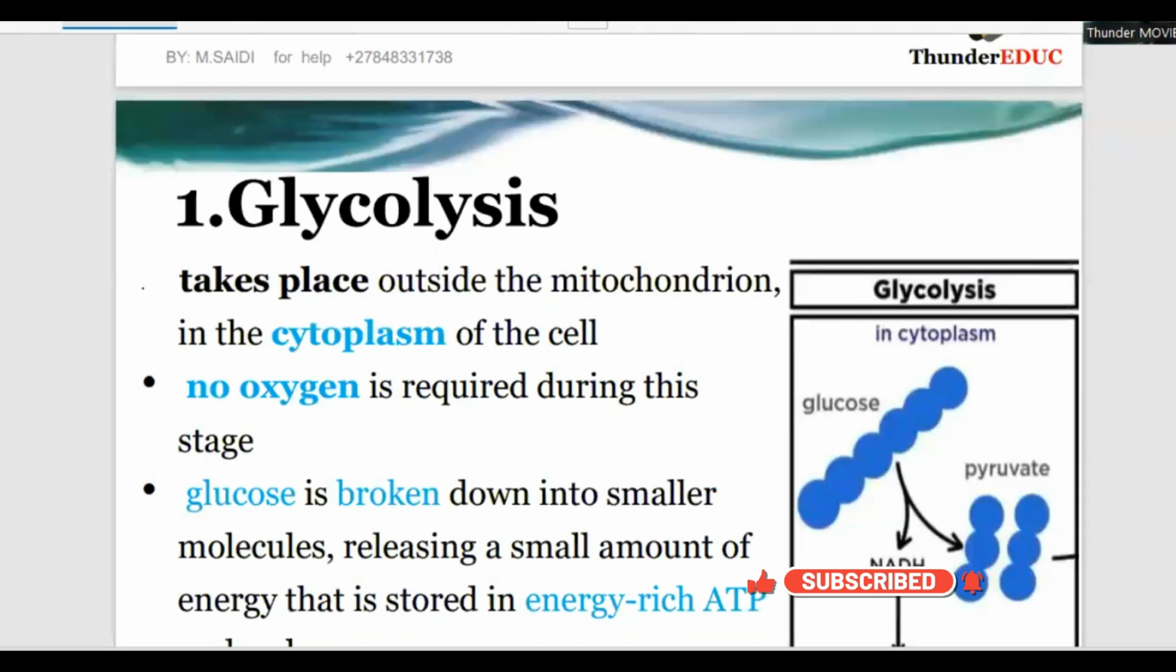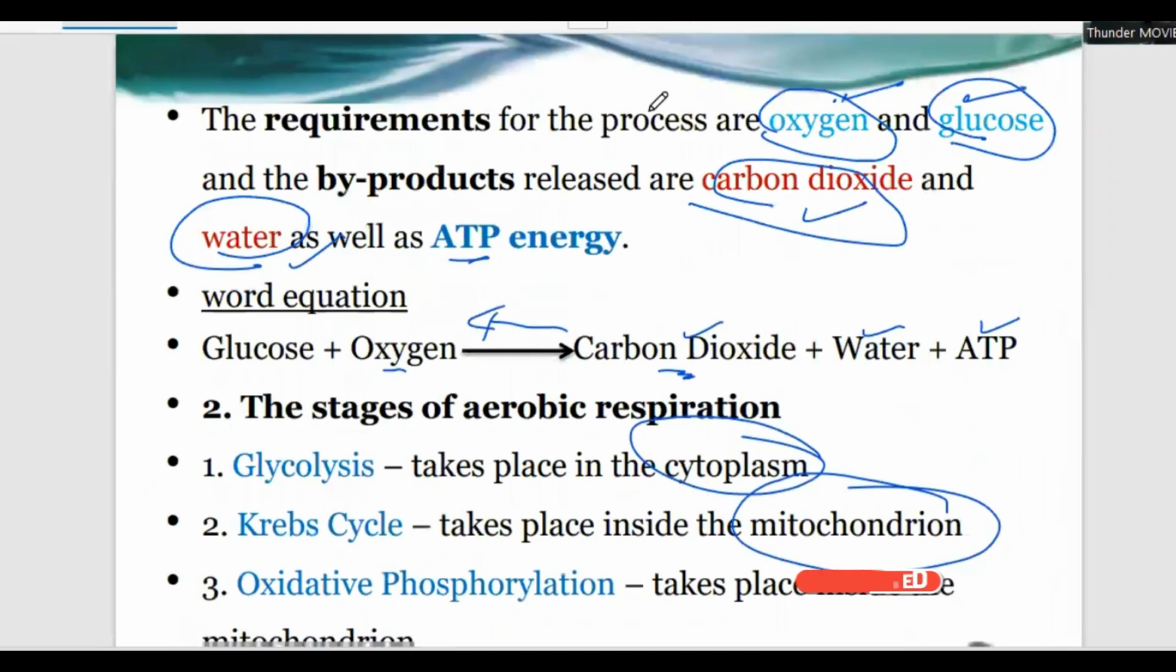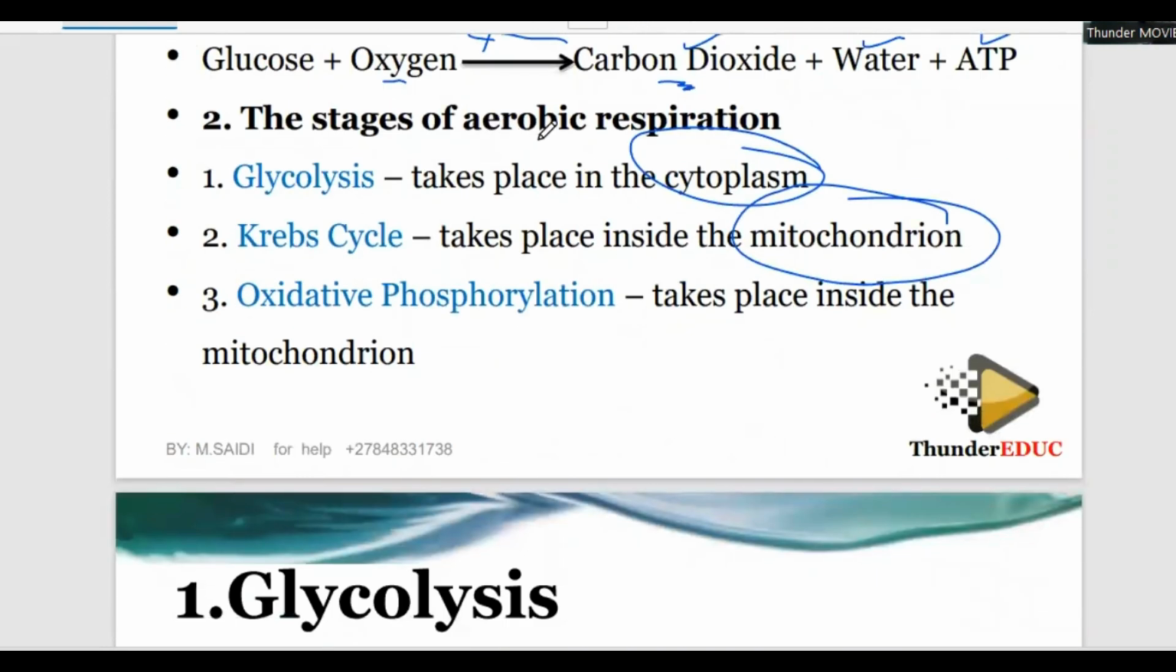Today we are going to be looking at glycolysis, or the three stages which are found in cellular respiration. Don't forget that last time we talked about the three stages which are involved in respiration, and here we are talking about aerobic respiration. Remember that respiration is divided into two: aerobic respiration and anaerobic respiration. Aerobic respiration is whereby oxygen is used during the process, while in anaerobic respiration, oxygen must be absent.